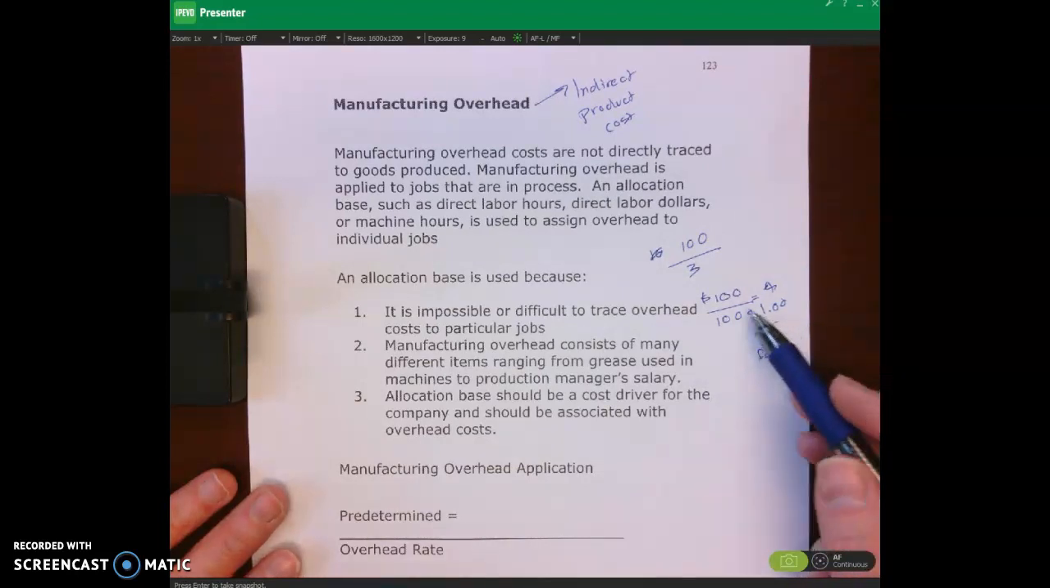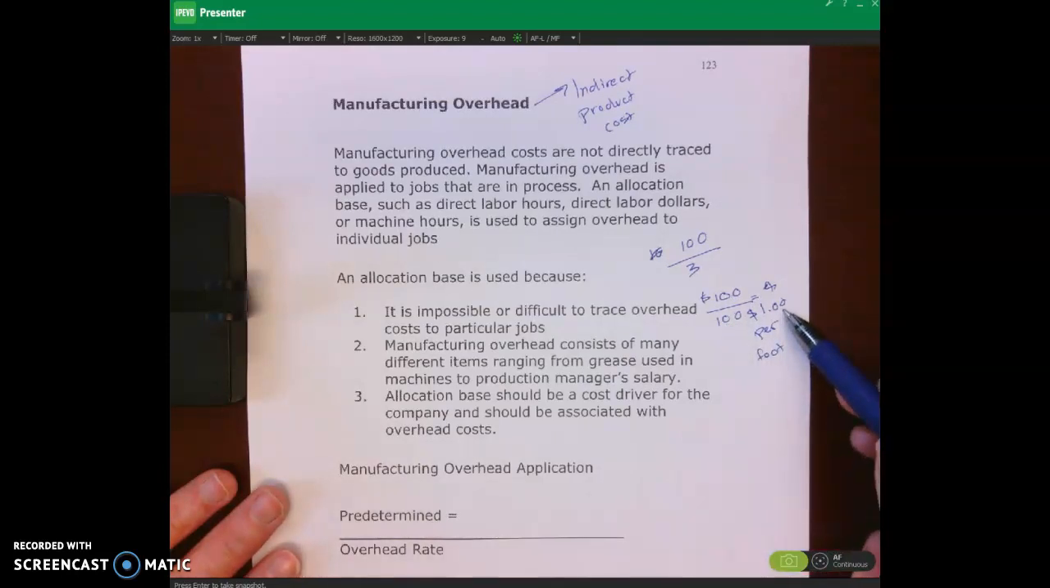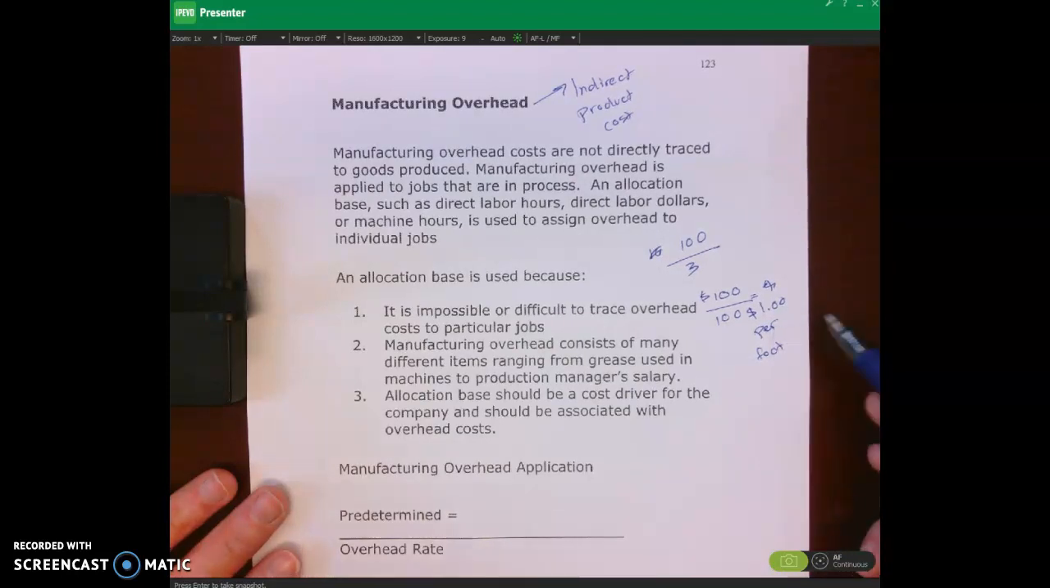So what did I do here? I took the total overhead divided by total allocation base, and that gives me this rate. This rate is my overhead rate. Okay? It's $1 per square foot.